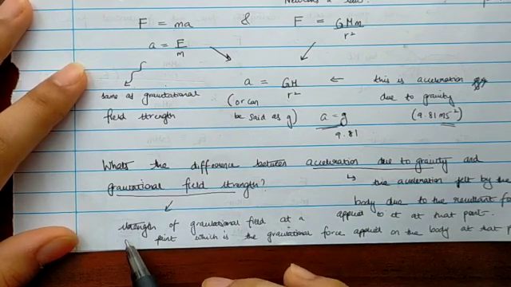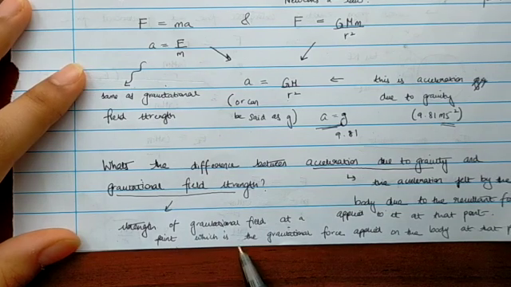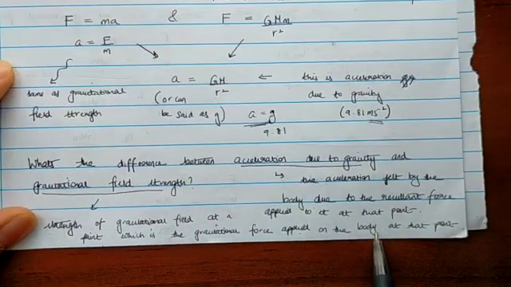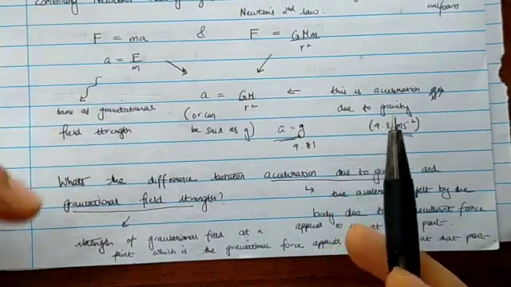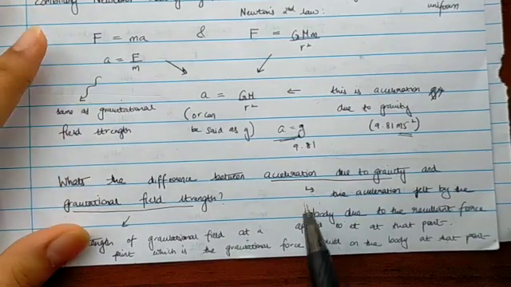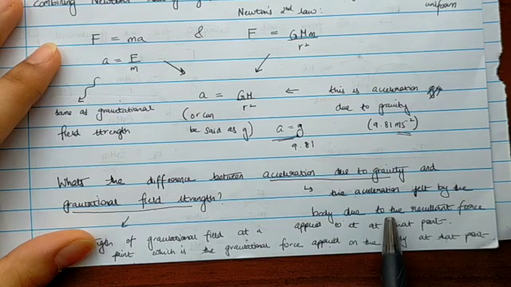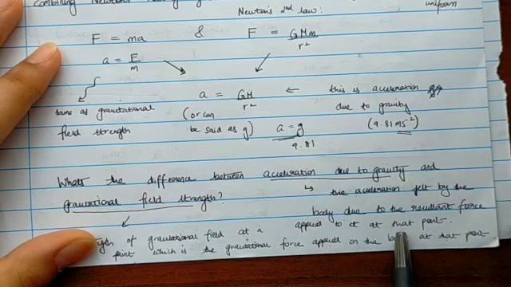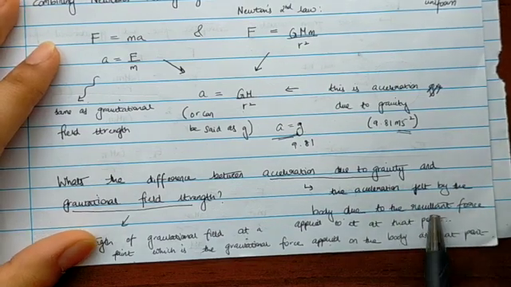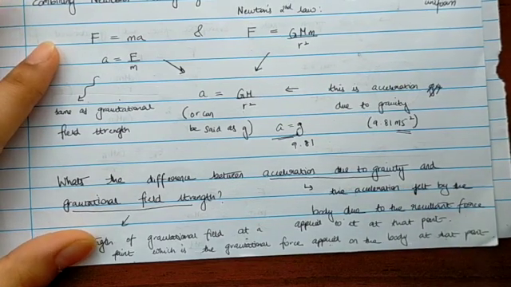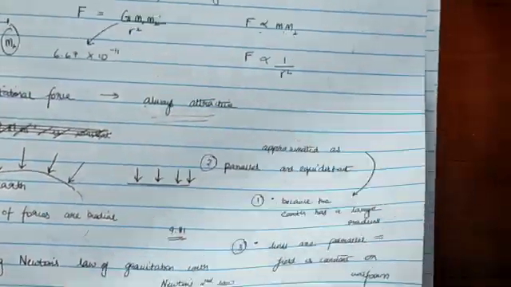The gravitational field strength we define as the strength of the gravitational field at a point, which is the gravitational force applied on the body at that point. So it's the field due to the gravitational force applied to the body at that point. But acceleration due to gravity is the acceleration felt by the body due to the resultant force applied to the body at that point. And the resultant force in this case is the gravity acting on the object because of the Earth. So I hope you can see how those two link and the difference between them.